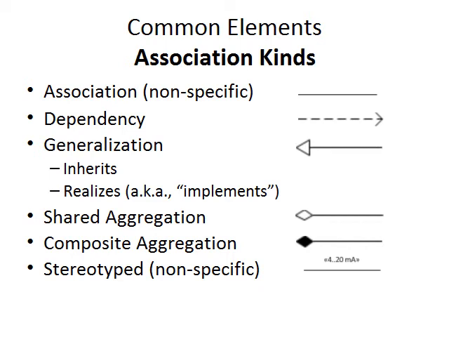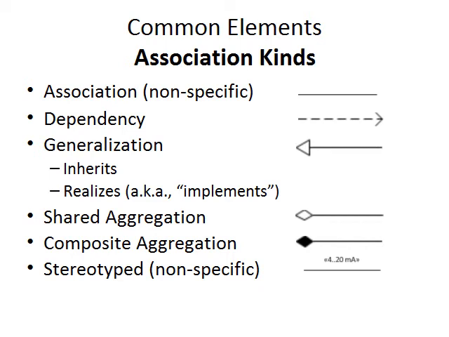The next two are aggregation. There are two types of aggregation. One is shared aggregation. The other is composite aggregation. The shared aggregation represents ownership by the thing on the left of the thing on the right, but not necessarily from the time of construction. So if the thing on the left is constructed, if the instance is instantiated, it may or may not be instantiated with the thing on the right.